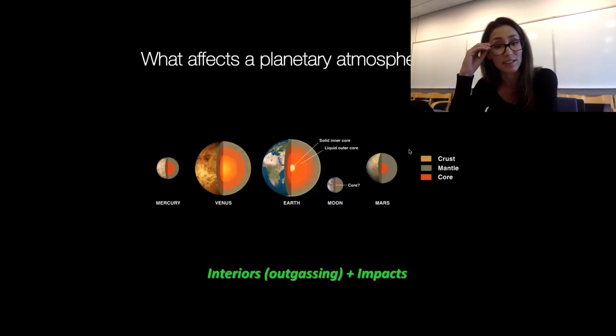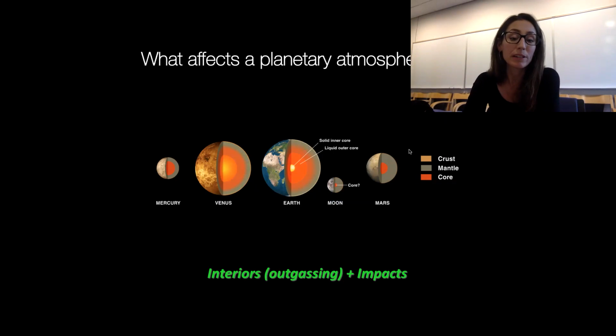Another thing that affects planetary atmospheres would be their interiors and any kind of impact. For Venus and Earth and Mars, one of the reasons that Venus has such a heavier atmosphere is because it had much more tectonic activity early on in its formation, which means that there was a lot more outgassing. And the same with Earth. Mars, while it has Olympus Mons, didn't have the amount of outgassing that Venus and Earth did. And as a consequence, it had a little bit less to work with from the beginning.